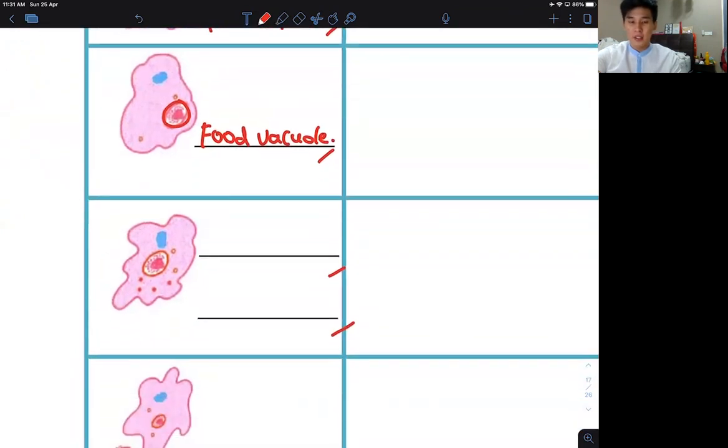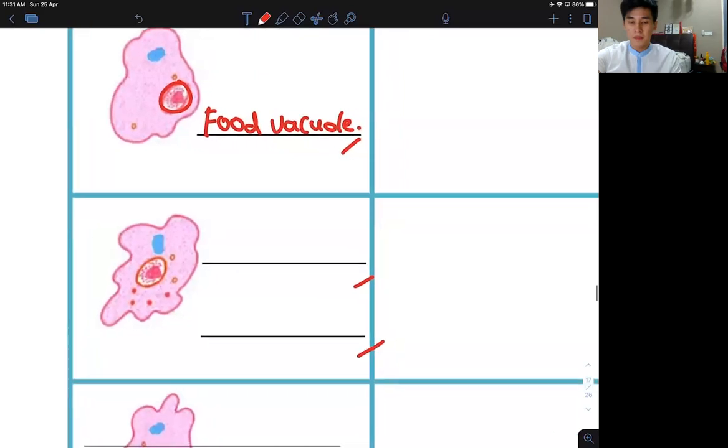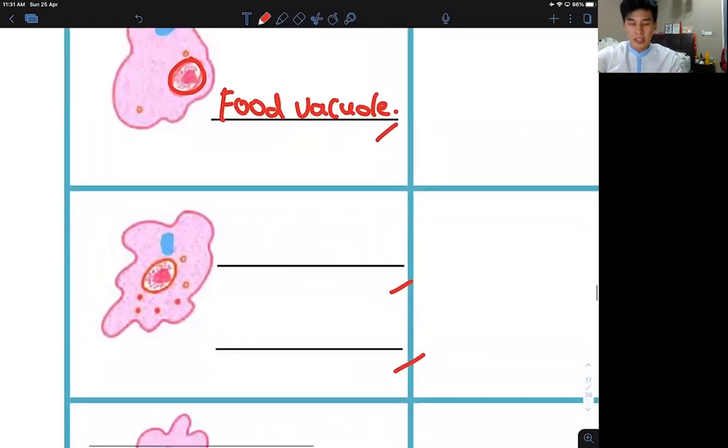And then you can see there's a blue color thing that will stick to the food vacuole. Now, any idea what this is or not? Okay, I'll give you a hint. This blue color thing is here to digest the food inside the food vacuole.